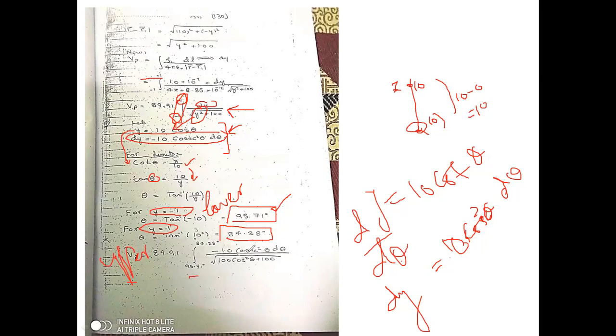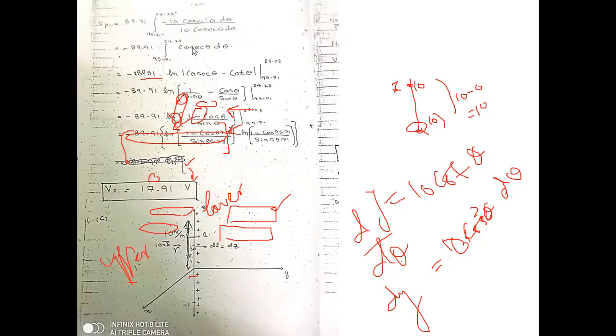So minus 10 cosecant square theta divided by 100 cotangent square theta plus 100, which becomes minus 10 cosecant square theta divided by 10 cosecant theta. 10 will be cancelled with 10, 1 cosecant will be cancelled with that square, so we will be left with cosecant theta only.